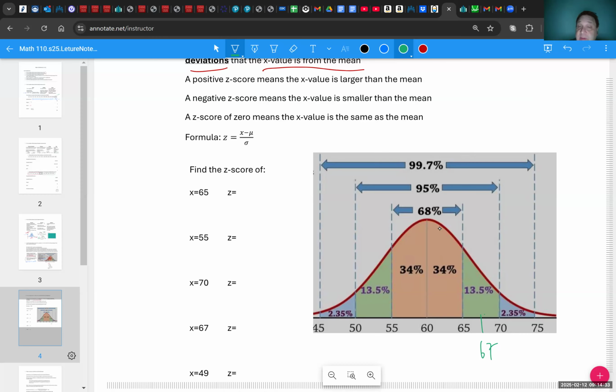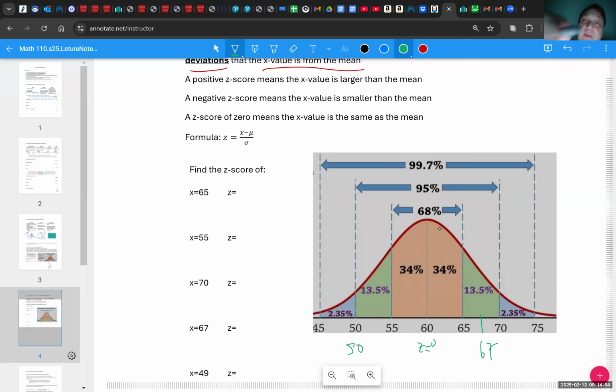Likewise, if you're below the mean, if you're at 50 or something like that, then the z-score will be negative. Negative values mean that you're smaller than the mean. And if the z-score is 0, that means you're right at the mean. You're not above, you're not below, you're exactly at the mean. So a z value of 0, right here at 60, we would have a z value of 0.